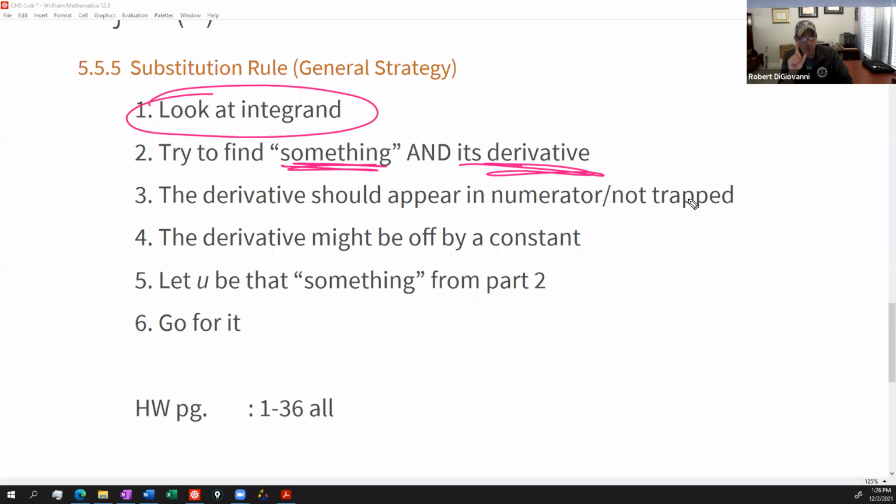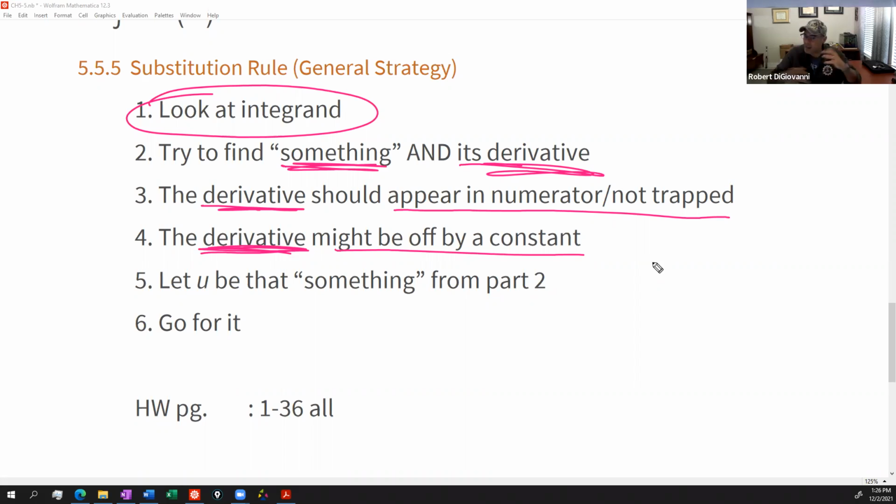Now, I did not tell you this part last class. When you're looking for the something and its derivative, the derivative part needs to appear in the numerator, and it cannot be trapped. So it can't be underneath the square root. It can't be within a parentheses that's being raised to a power. It needs to be isolated by itself. All right. Also, the derivative that you're looking at might be off by a constant, and that's okay.